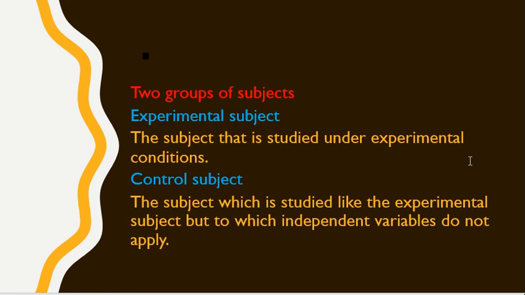In the experimental method, we have to form control as well as experimental subjects in order to compare the results of the experiment, or the effects of the independent variable. Actually, in the experimental method we are studying the effects of independent variables, the cause and effect relationship.